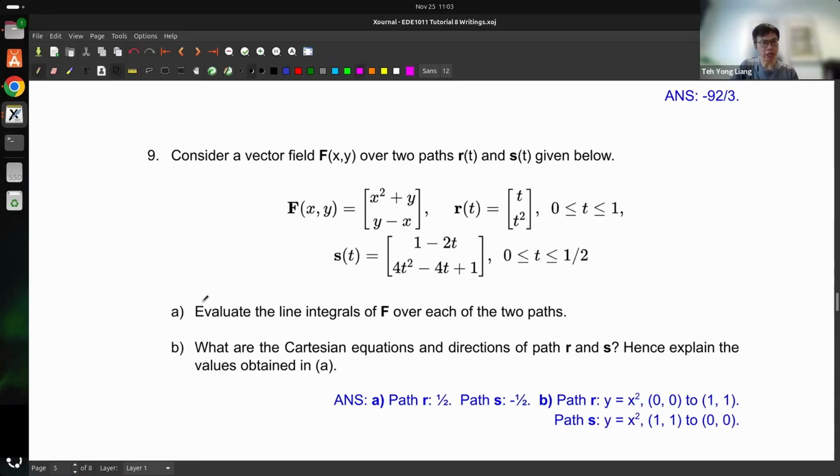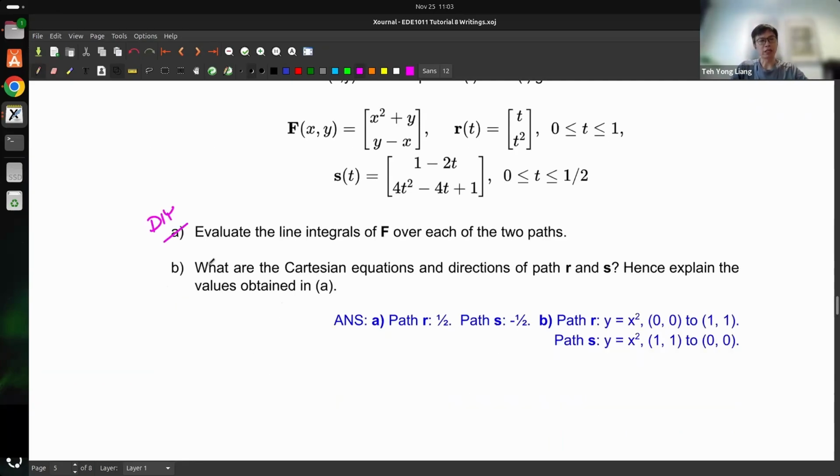So certainly part A I won't do. This one you DIY. But part B, maybe I will explain. Because they ask, what are the Cartesian equations and directions of paths R and S? Hence explain the values obtained in A.